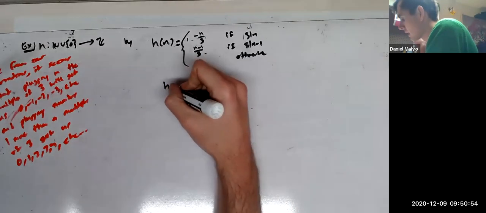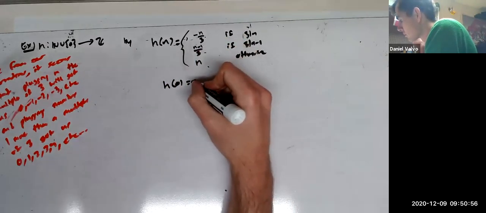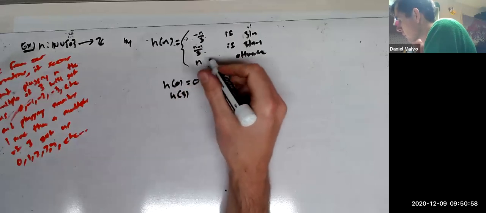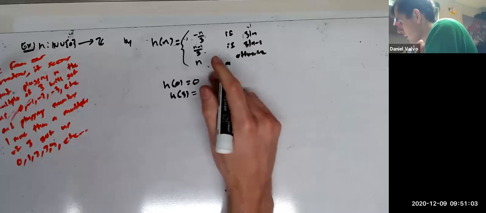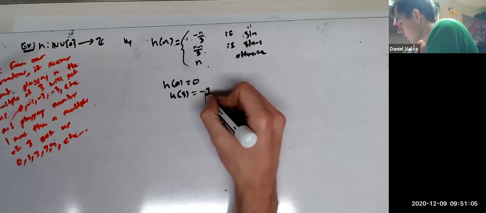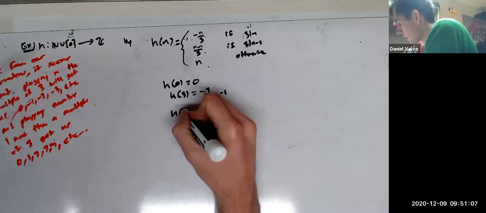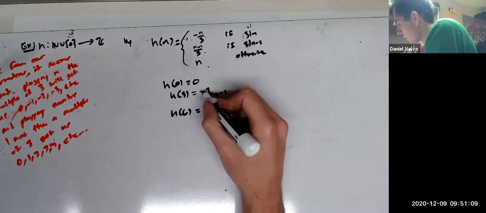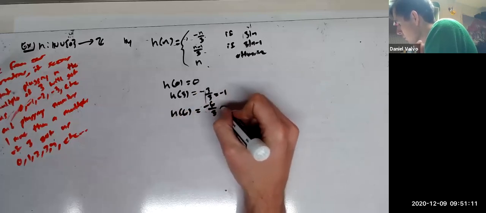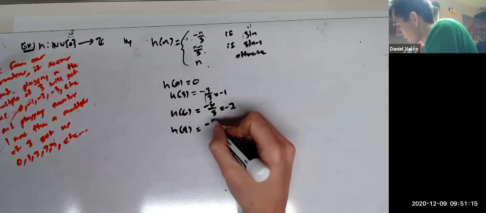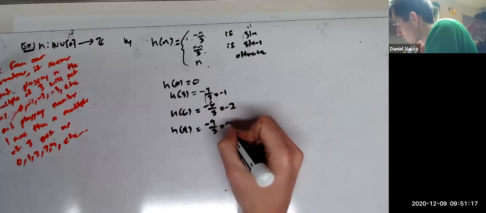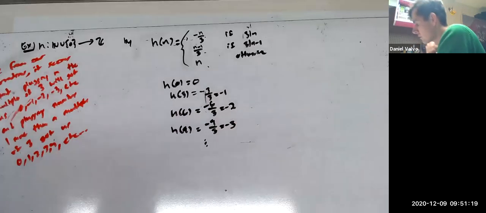If we plug in H of 0, we get 0 divided by 3, which is 0. H of 3, we get negative 3 over 3, which gives us negative 1. Plugging in 6, the next multiple of 3, we get negative 6 over 3, which gives us negative 2. Plugging in 9, the next multiple of 3, we get negative 9 over 3, which gets us negative 3. This goes on and on like that.